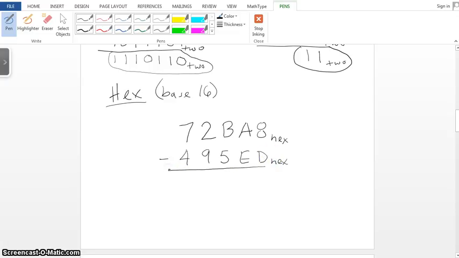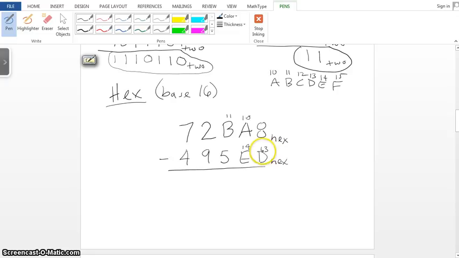Hexadecimal. Alright, first thing, I want to start off. Oh, let's do the A, B, C, D, E, and F. So this is 10, 11, 12, 13, 14, 15. Alright, that's just for reference. A is 10, B is 11, E is 14, D is 13, like that.